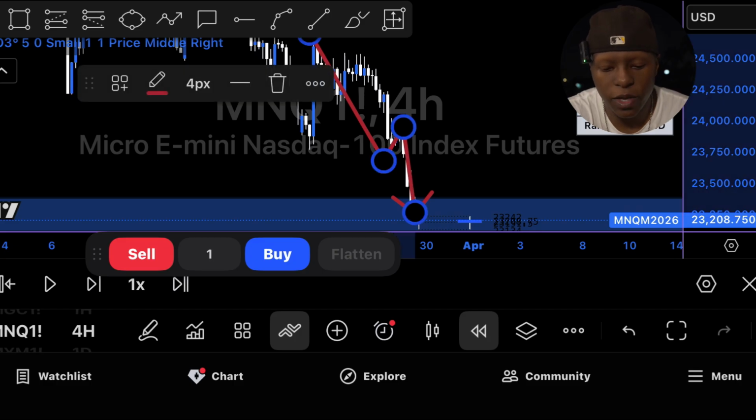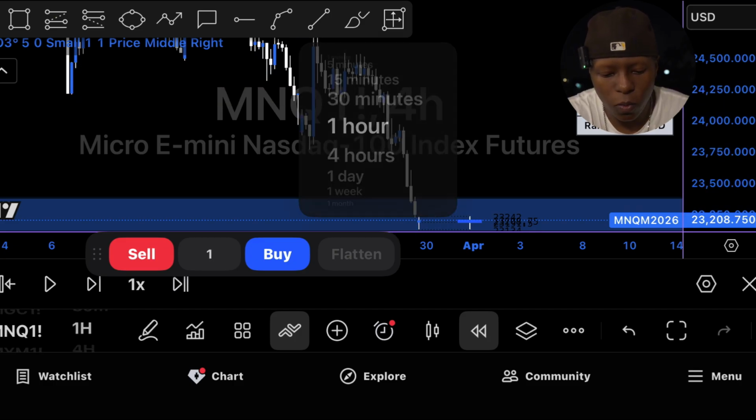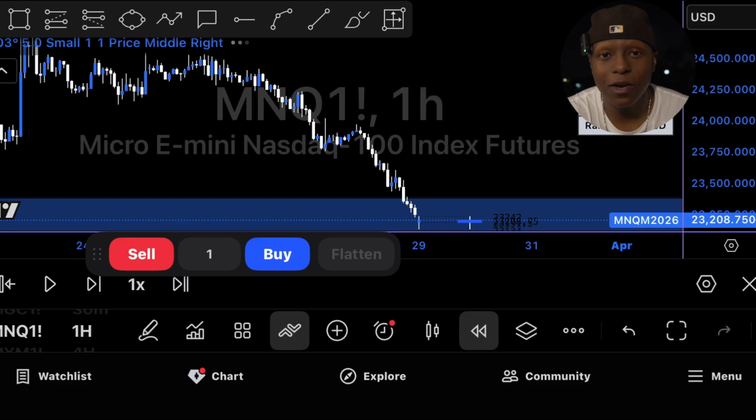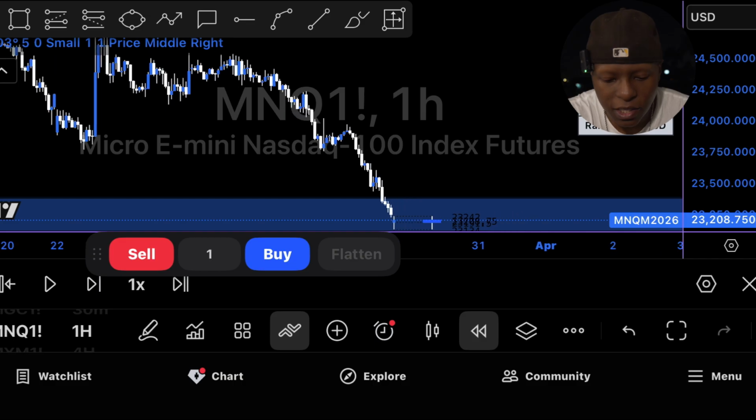Now from this level, we actually want to dive down to our 1-hour time frame, right? Top-down analysis, starting with our larger time frame, working our way down. So going back, we started with the weekly, then we moved to the daily, then we went to the 4-hour, and now we're at the 1-hour. So let's take a look at this 1-hour chart.